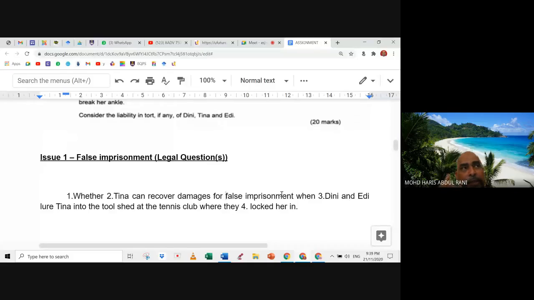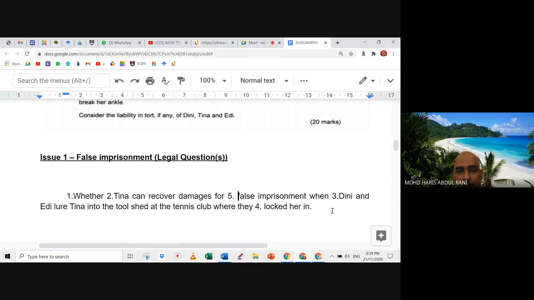Any illegal act ataupun criminal act ataupun civil wrong, okay, tort is civil wrong kan, dia mesti ada law dia. So law dia adalah yang kelima. Inilah false imprisonment.